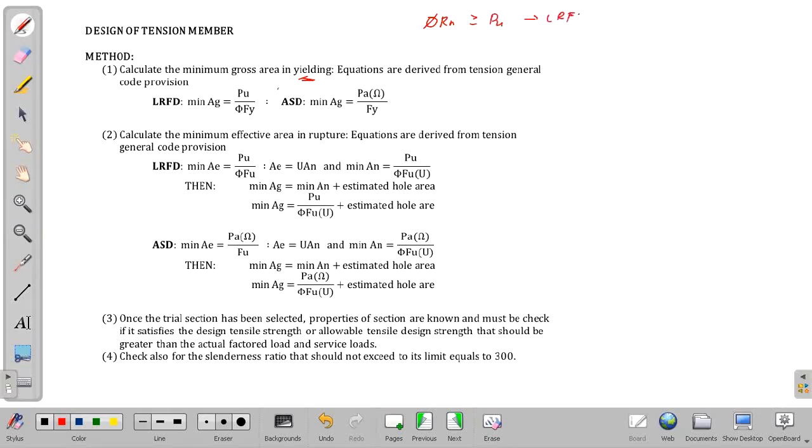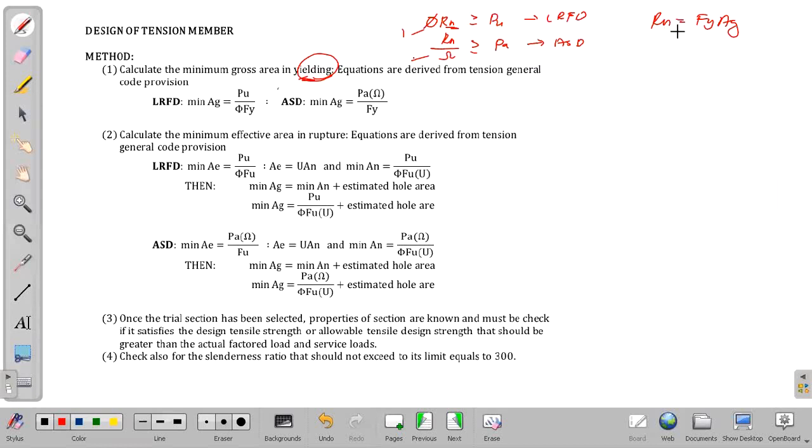This is for the LRFD, and the allowable tensile strength should be greater or equal to the service loads. This is for the ASD. Okay? I hope you still remember these code provisions. So our Rn, if we are talking of yielding, Rn is equal to Fy Ag. Right? And phi is given. What is our phi when we're talking about LRFD? This is 0.9 based on yielding. And our omega is 1.67, also based on yielding.